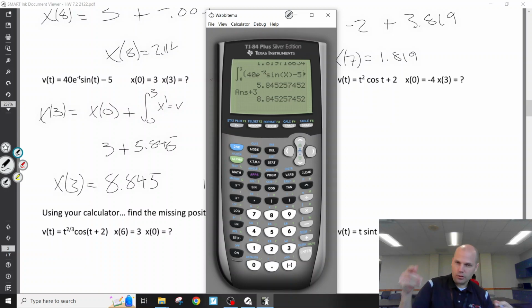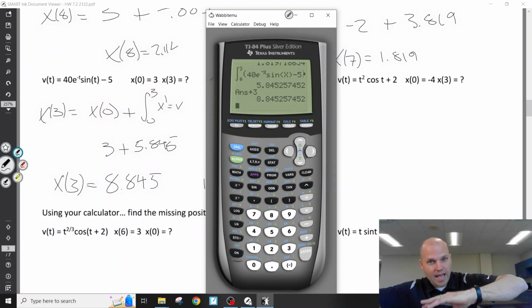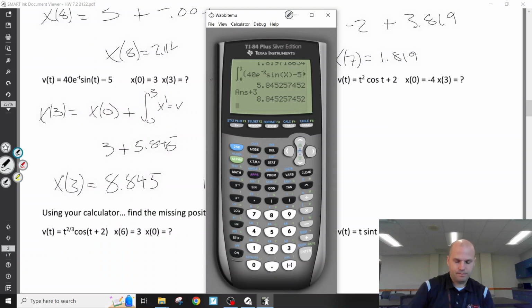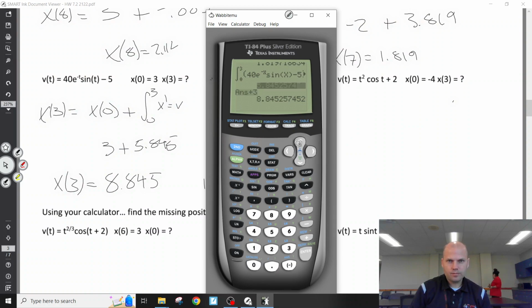How did I get there? There was stuff that happened. My velocity changed, so I had to go to the right a little bit, go to the left a little bit, go to the right more, so that I ended up to the right of where I started. Cool. t squared cos t. Did we do that one? Yep. 0 to 3. Yep. I ended up 1.047 to the right of where I started.